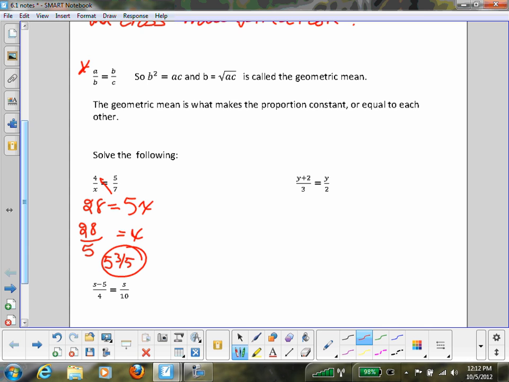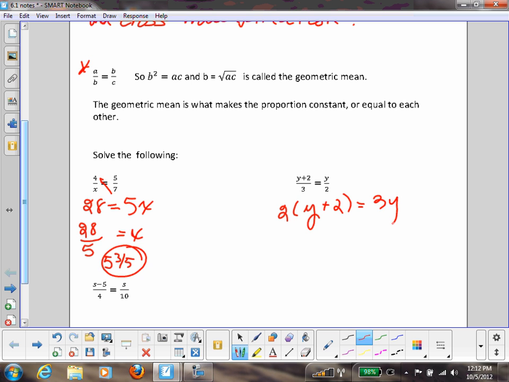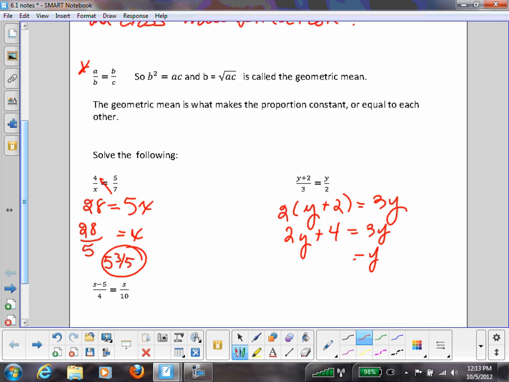Either or. Okay. Here we have y plus 2 over 3 equals y over 2. And so when we cross multiply, we really get 2 times y plus 2 equals 3y. And so what do we need to do? And so we get 2y plus 4 equals 3y. And so y then becomes 4.